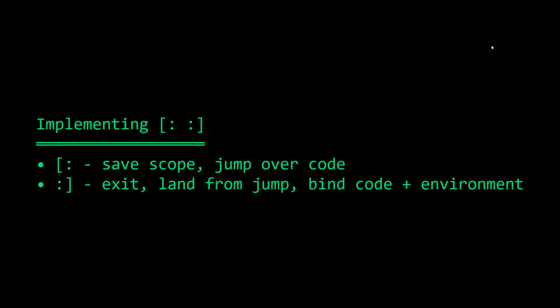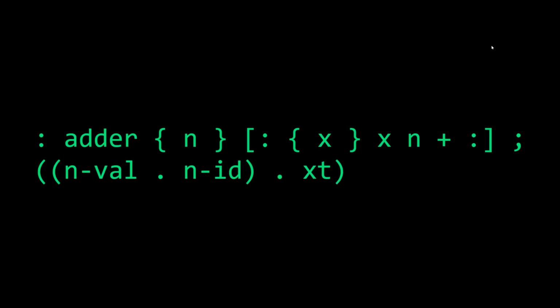So then all I have to do is implement bracket colon. And here the idea is that I need to save the current scope, that environment, and then jump over whatever code is about to come. Actually, I've got those reversed. And then I need to exit and then land from the jump. And then, after I've done all of that, bind the piece of code that I've just compiled, and then hook that to an environment.